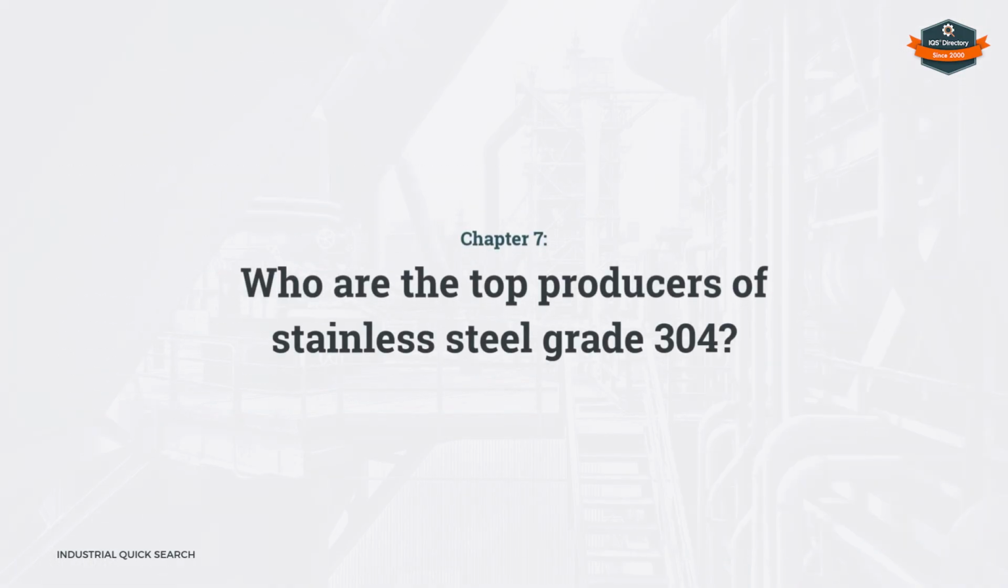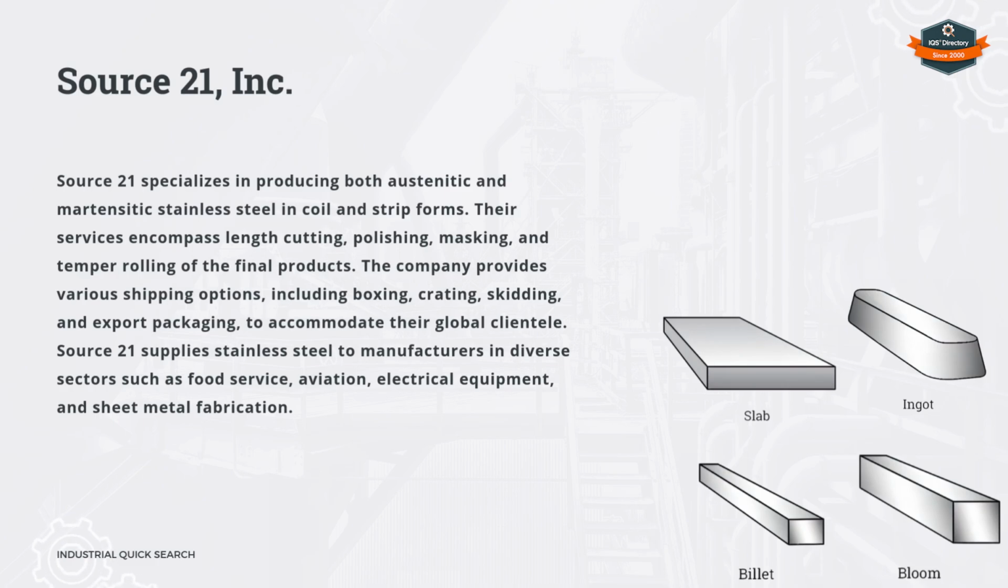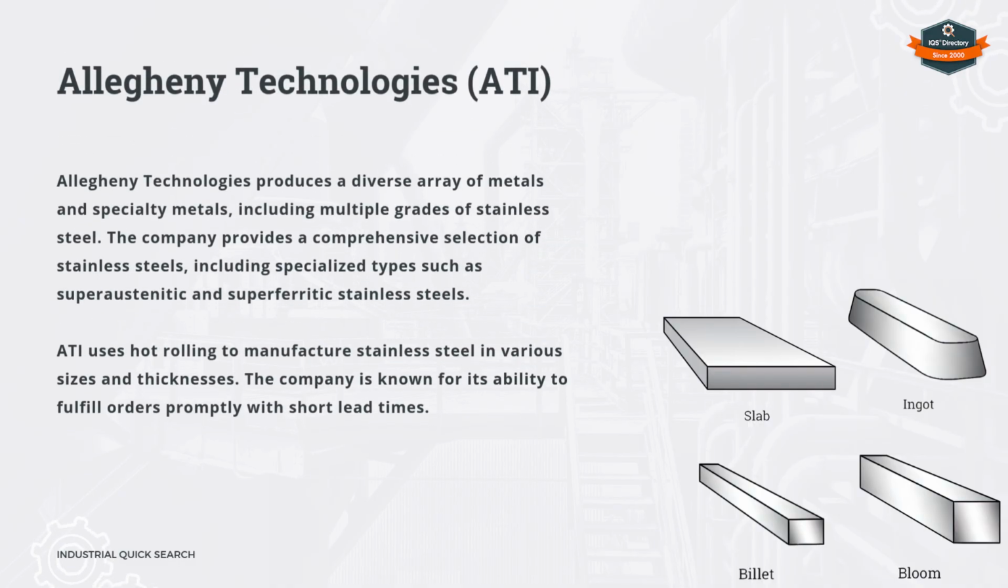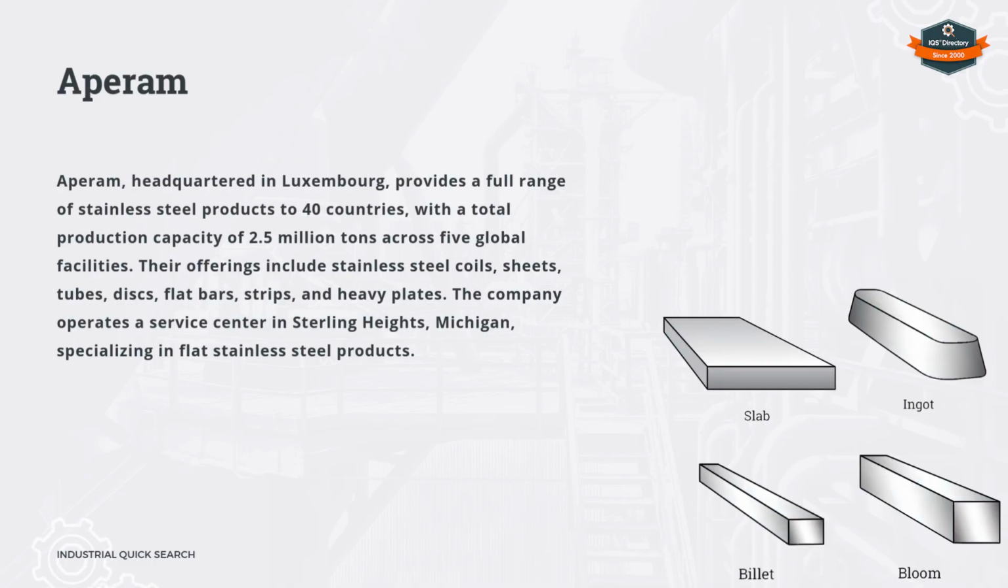Chapter 7. Who are the top producers of stainless steel grade 304? Source 21, Inc. Cleveland-Cliffs, Inc. Allegheny Technologies. Acerinox. Aperam.